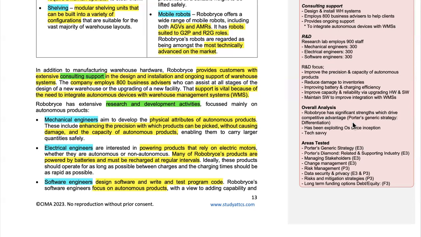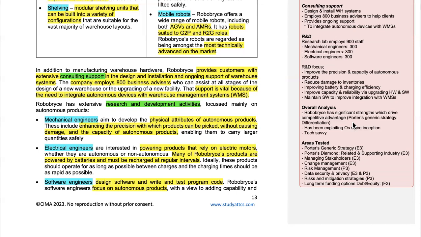So according to Porter's generic strategy, the company is adopting a differentiation strategy. So any company which adheres to a differentiation strategy focuses on standing out of competition by achieving utmost levels of quality. That's exactly what this company is up to. That's exactly why they are spending a lot of money on innovation. That's why they have 900 staff members within the R&D department and 800 staff members who are focused on providing support to customers.